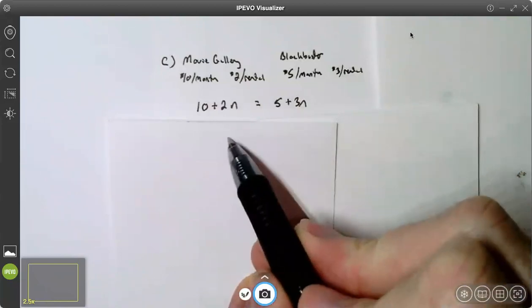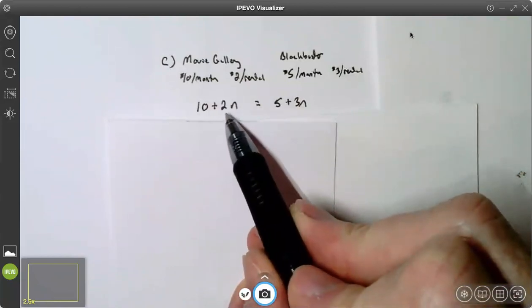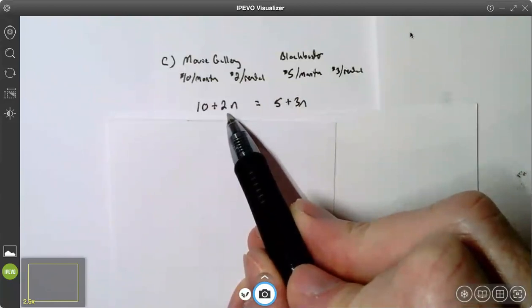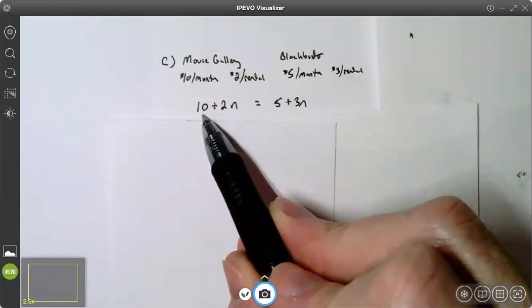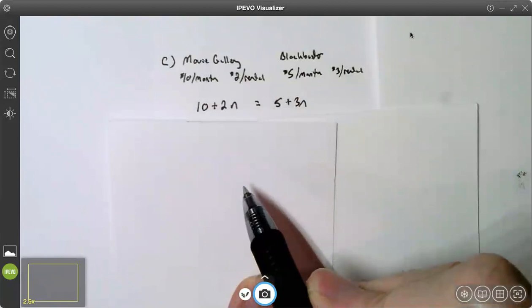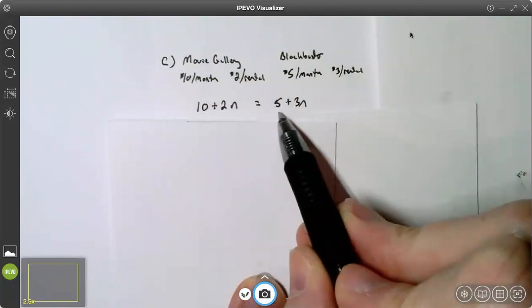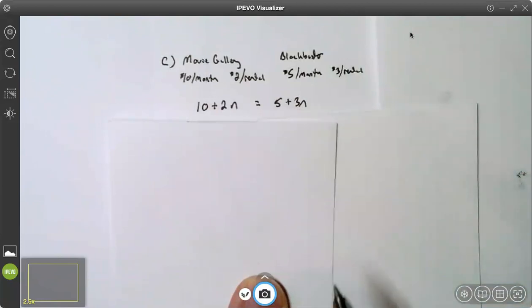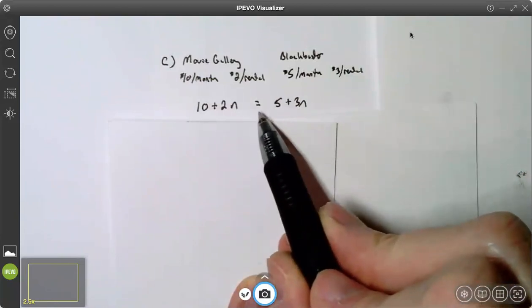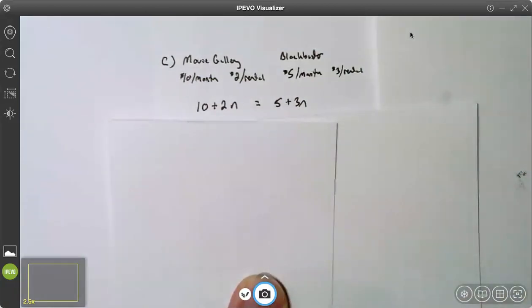Hopefully it's obvious to you if you rent one movie from the movie gallery, your total cost is $12. $10 for the monthly fee plus $2 for the rental. Blockbuster would be $8 total. $5 for the monthly cost plus $3 for the rental. At what point would they be even? Well, if you want to know when they're even, you set them equal to each other, and we do what's called a break-even analysis.